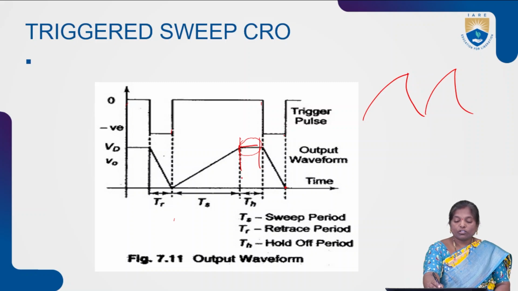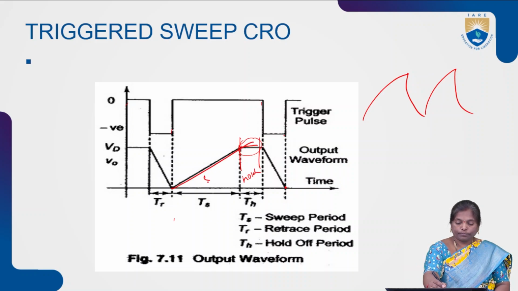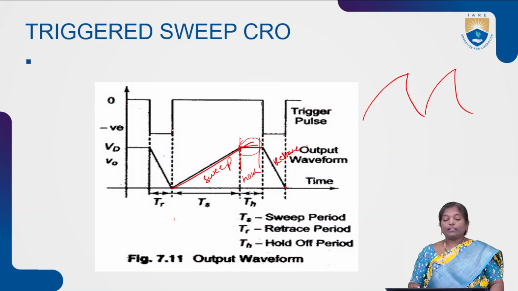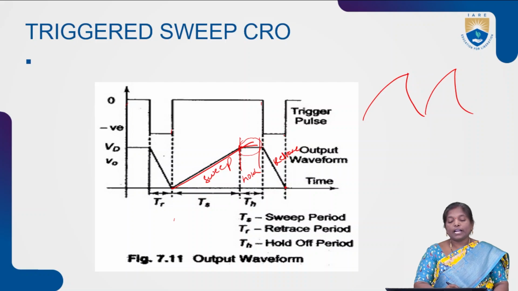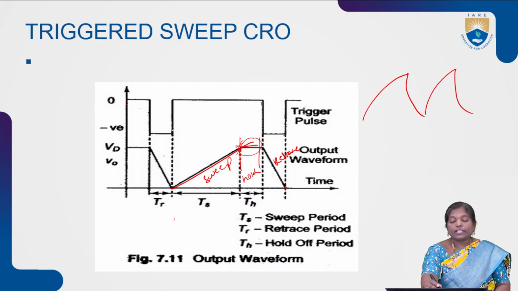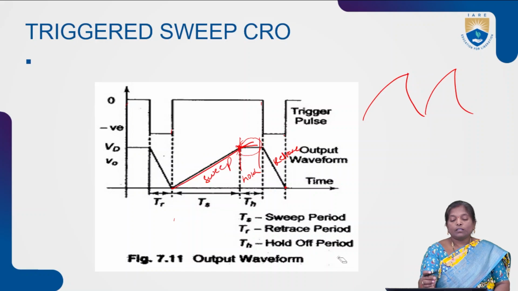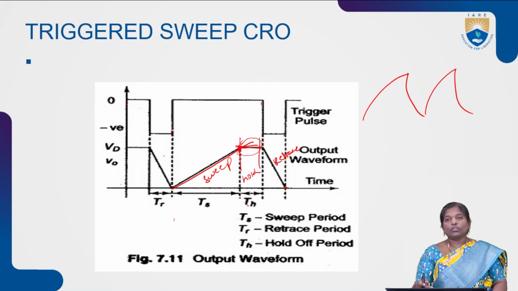That period is called the holding period or hold period. And this is the sweep period, and this is called the retrace period. When the capacitor starts charging and reaches the maximum value, this interval is called the sweep time interval or sweep period, where the capacitor reaches the maximum value, which is equal to the cut-in voltage of the diode. Even if you apply the input voltage, the output is maintained as constant till the input voltage changes from one value to another value. That interval is called the hold period.